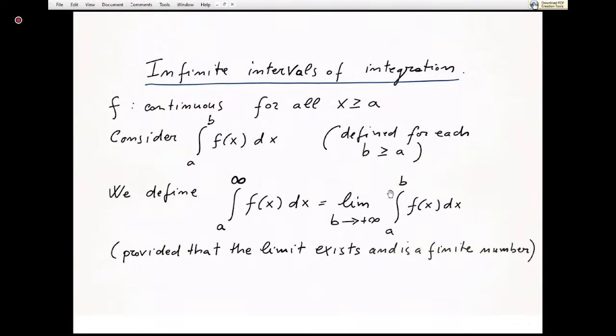Of course, writing this makes sense only if the limit exists. I mean, in principle, we cannot write the integral between a and plus infinity of f of x dx if the limit doesn't exist, okay? So we can write this, it is a well-defined quantity only if the limit exists. Okay.